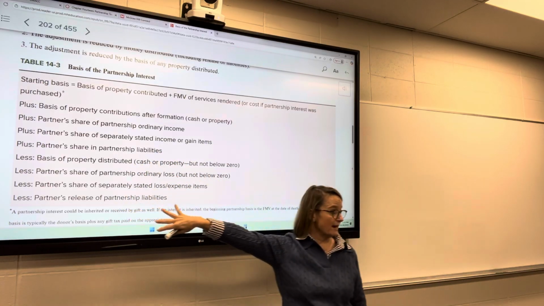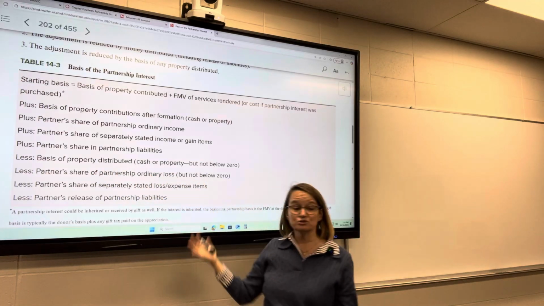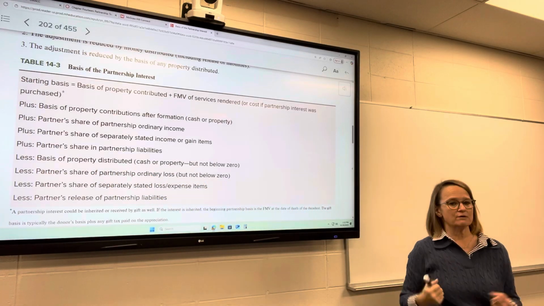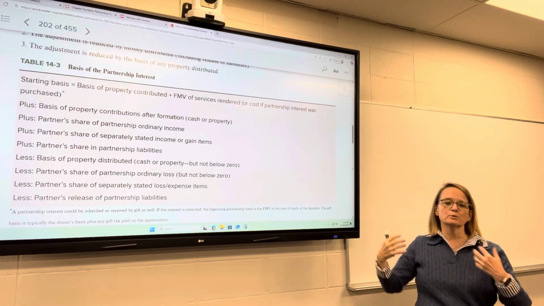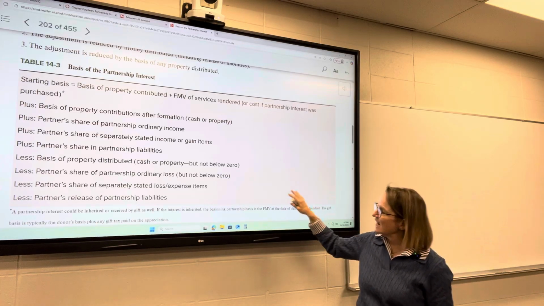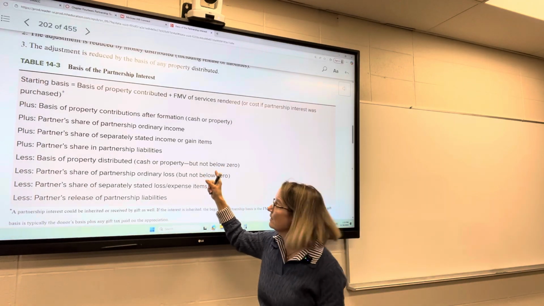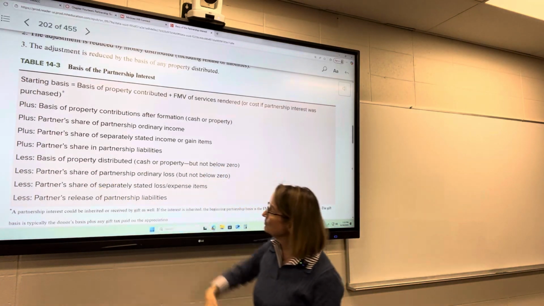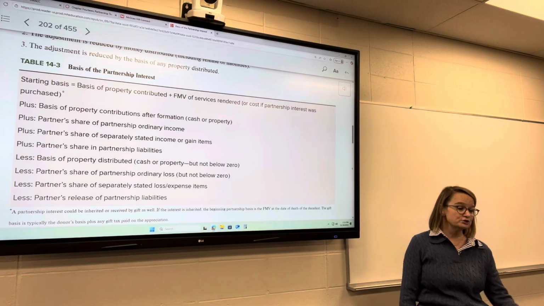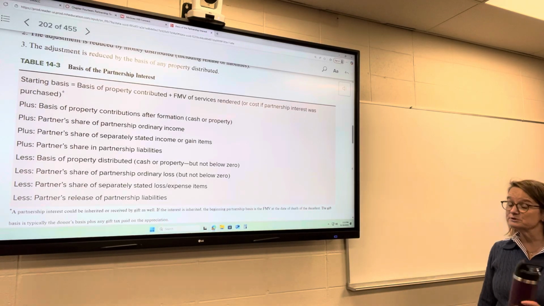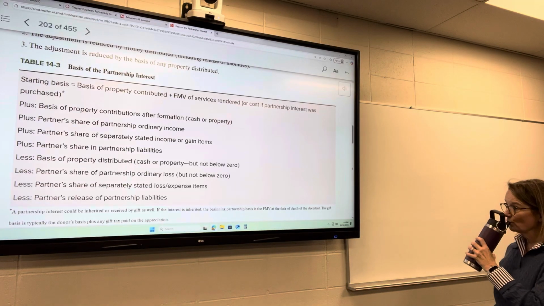Then we get to the subtractions. We're going to subtract the basis of any property distributed. So anything you're taking out. So up above, it's anything you're putting into the partnership. Now it's anything you're withdrawing from the partnership. Cash or property, again, but not below 0. We can't go below 0. Next, the partner's share of any partnership ordinary loss. So if the partnership had a loss, that is going to decrease their basis, but again, it cannot go below 0.